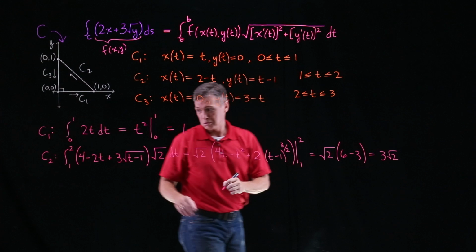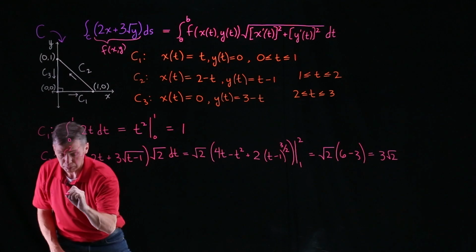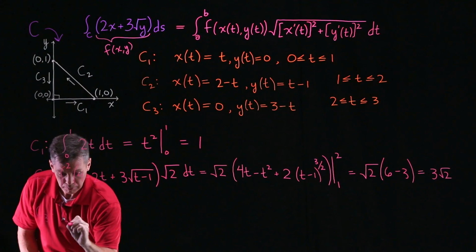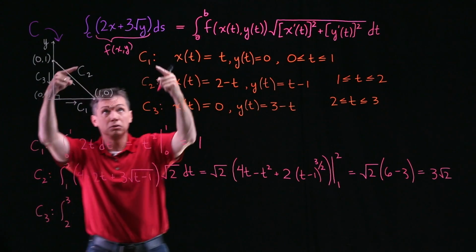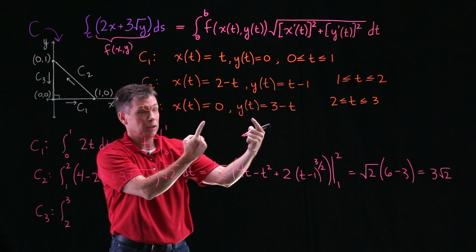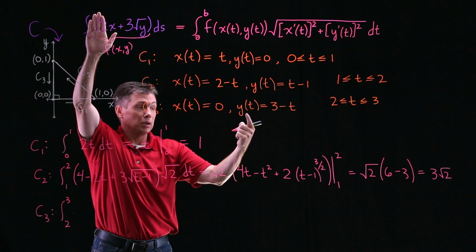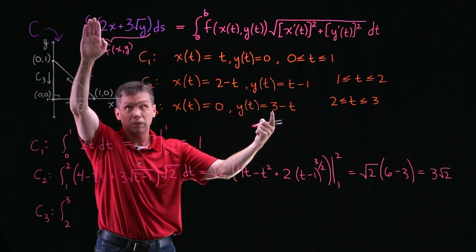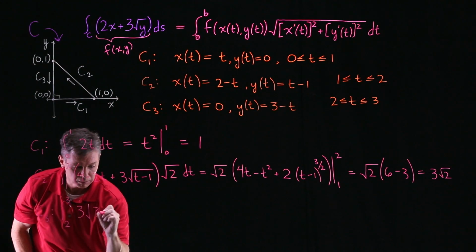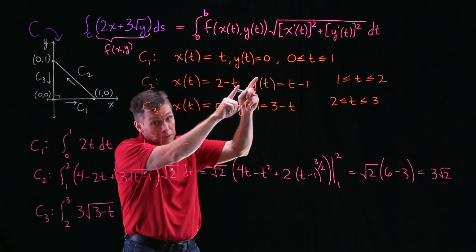Whew, almost done. Let me move over here and get my c sub 3, and again, very similar thought process. Here's my integral. We'll go from 2 to 3 this time. And then I'm looking to plug into this function, 2x plus 3 square root of y. I'm looking to plug in your x of t and your y of t. X of t is 0, so that's nice. That's going to blank out. My y of t is this 3 minus t, so I'm going to have the 3 times the square root, 3 minus t. Then I need to multiply by that square root component.